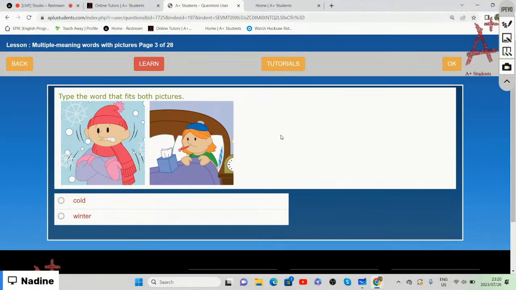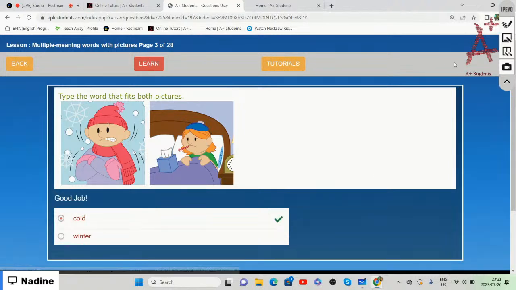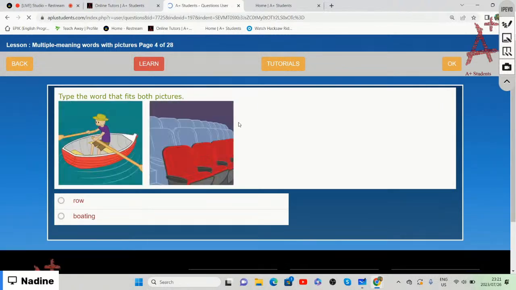All right, we need to choose between cold or winter. So cold or winter, that best fits both pictures. A person has got a scarf on, it is snowing, they're shivering, and then someone that's not feeling well, they have a fever. So is that cold or is that winter? All right, so that is cold, and that is correct. So it is a cold. Well done.